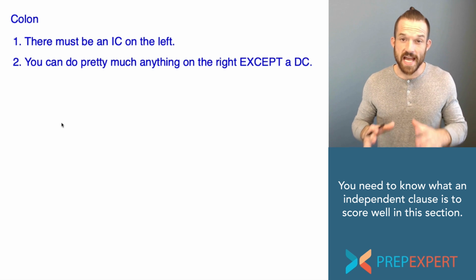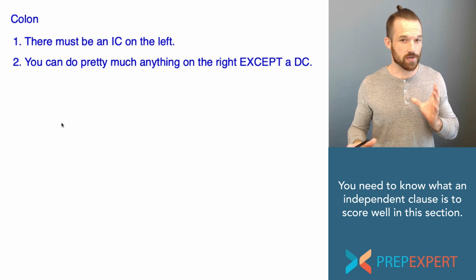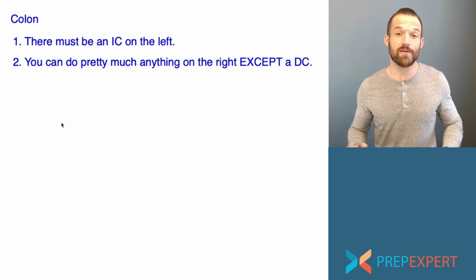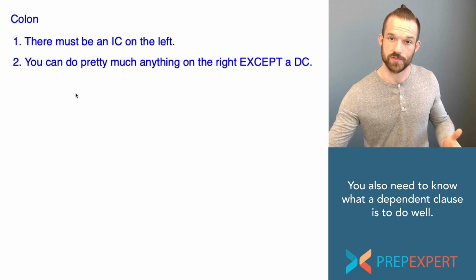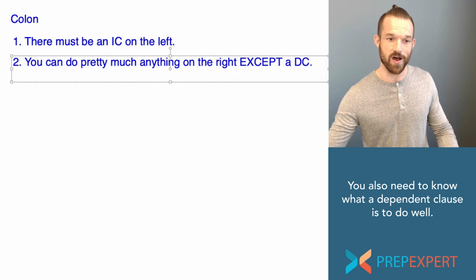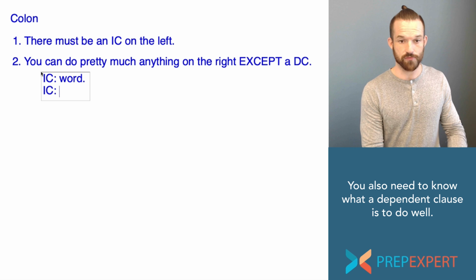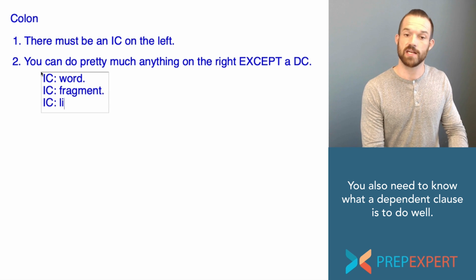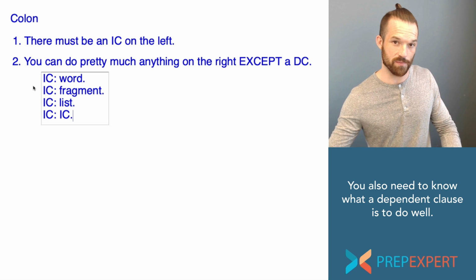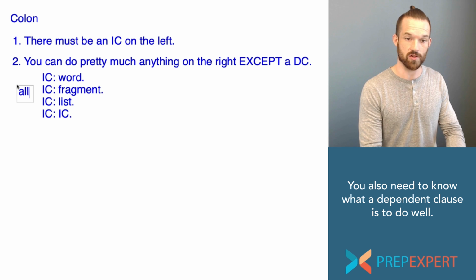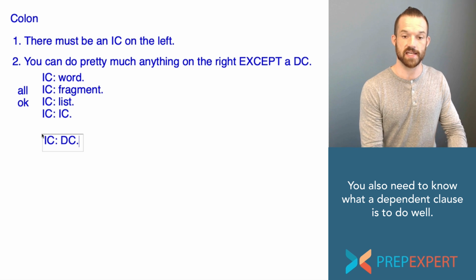End of story. Next, we have rule number 2, which tells you what can happen on the right side of a colon. Essentially, in terms of grammatical structures, you can do whatever you want on the right side of a colon except use a dependent clause. So, just to illustrate, you can have an independent clause and then a single word. That's actually okay. You can have an independent clause and then a fragment. That's okay as well. You can have an independent clause and then a list, as a lot of students are familiar with. In fact, you can even do an independent clause and another independent clause. All of these are okay. What you can't do is an independent clause and then a dependent clause.